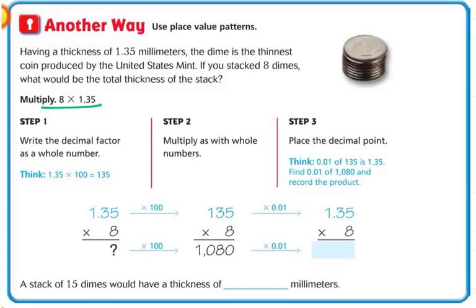Step 1, it says write the decimal factor as a whole number. Now, if we look at our problem, boys and girls, we see that 1 35/100 is the decimal factor because it's the only factor that has a decimal point. Now, boys and girls, in order to turn 1 35/100 into a whole number, we have to multiply by 100. And you might say, well, why is this the case?